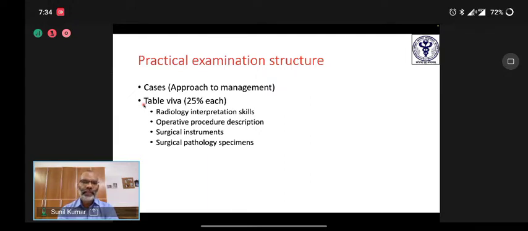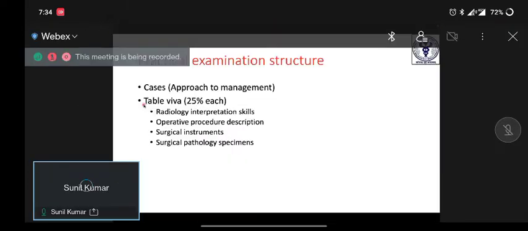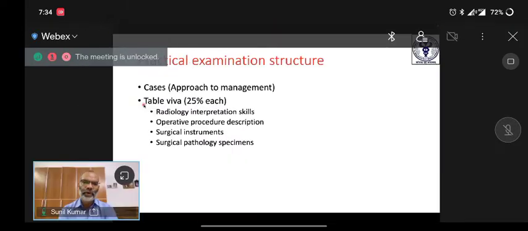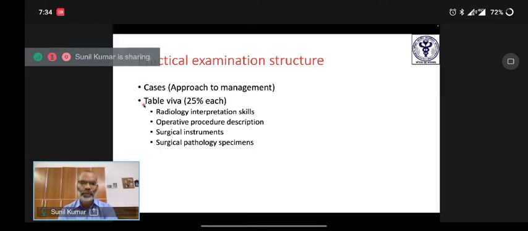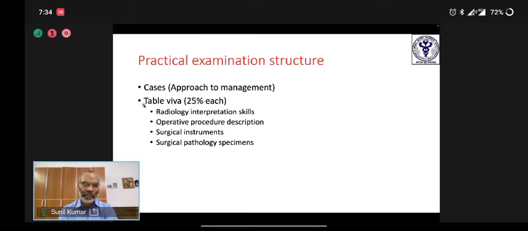So, like I said, the practical examination of DNB surgical oncology is divided in two parts. One is the theory part, the other is the practical part. Theory part is over. Now, since practicals are coming, practical is again divided into two major parts. One is the group of cases you will be getting. There you are tested for approach to management, how to assess a case, how to evaluate a case, and then how to go about the management planning.